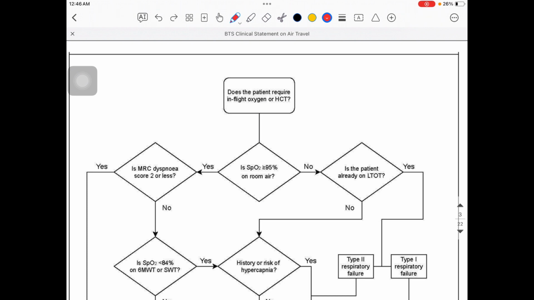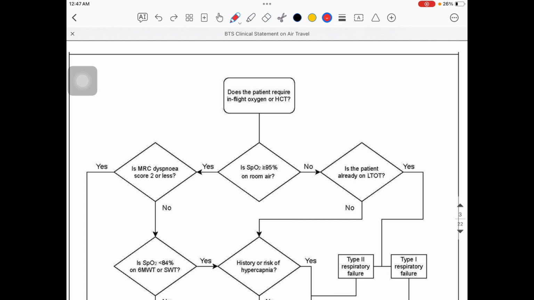So today I'm gonna talk about a very interesting topic. The topic is the pre-flight assessment in respiratory illness patients. For patients who have some sort of respiratory illness, how do we do the pre-flight assessment? If these patients are willing to board a flight in the coming time, do they need oxygen in flight or not, and are they safe to board the flight or not?